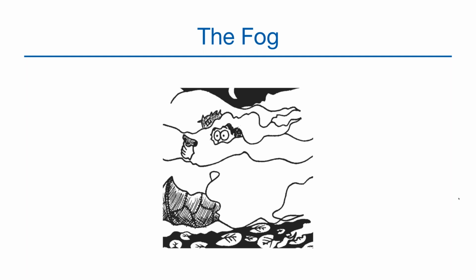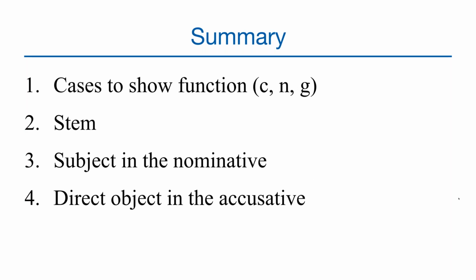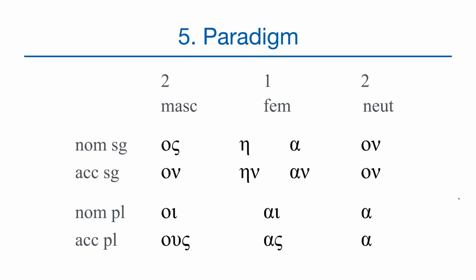All right. So cases show function. We need to be able to parse things with case, number, and gender. We need to understand the stem is what determines which declension something is in. The subject of the sentence is in the nominative. The direct object is in the accusative. We need to have this paradigm down cold.